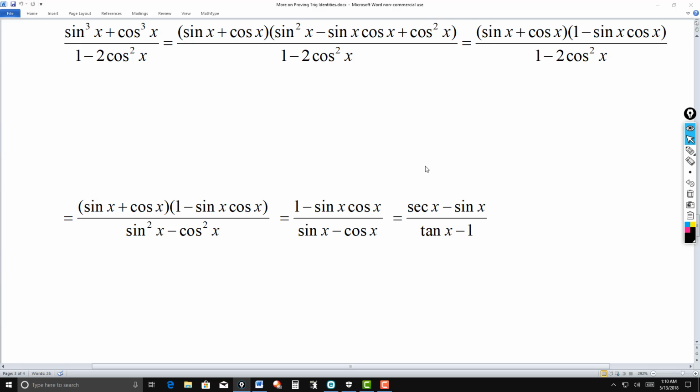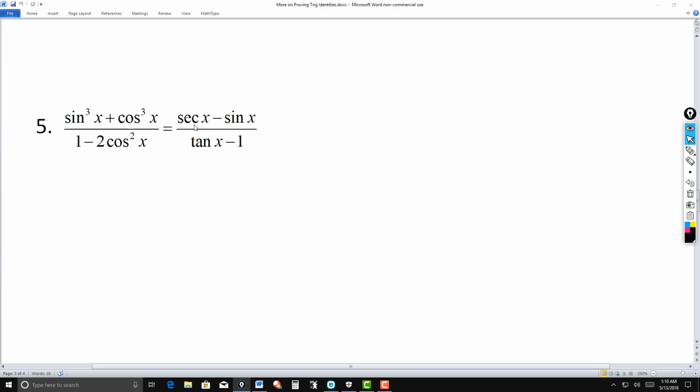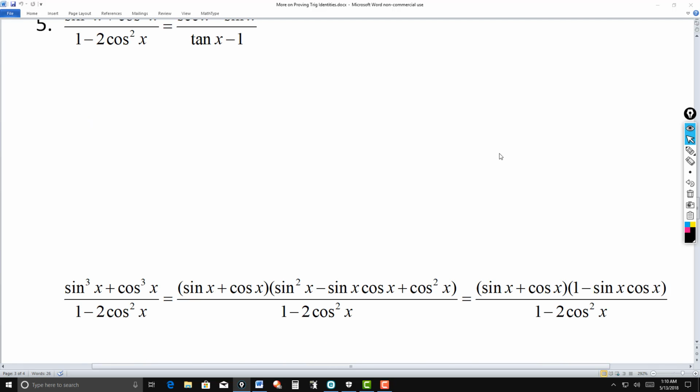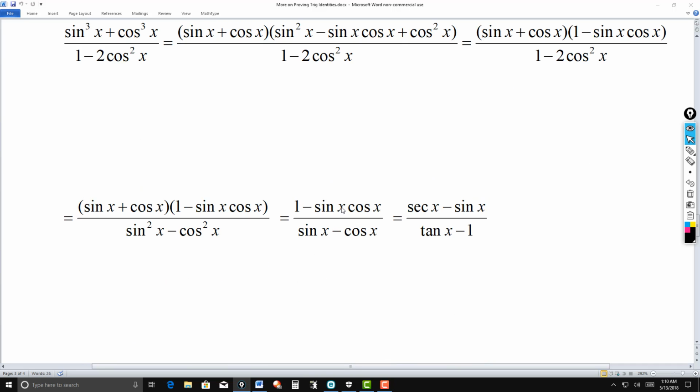That's, of course, the answer that we want, right? I want to get secant x minus sine x over tangent x minus 1. So now I want to go from this to this. Sometimes it works better if you focus on one thing first. So let's suppose I have this right here. How can I get tangent x minus 1 from this? Well, notice what happens if I divide this thing by cosine of x. Look, this into this and this into that.